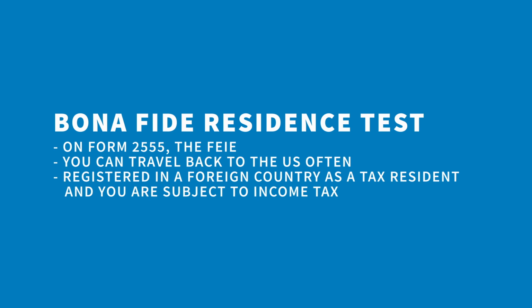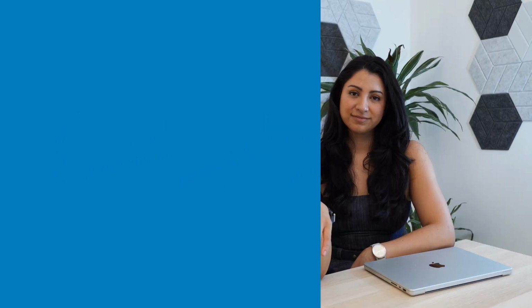But again, if you are registered and you would be subject to income tax because you're not working for the UN, you're not working for an international organization, then you can use the foreign earned income exclusion, assuming for the whole tax year, January to December or longer. You can use the foreign earned income exclusion and travel back to the US as much as you want. You don't have to use the physical presence test.